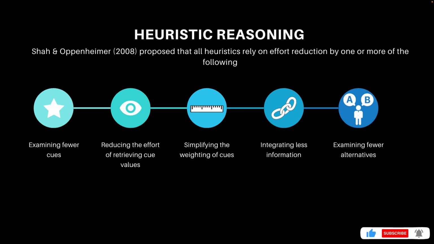Researchers Shah and Oppenheimer in 2008 proposed that all heuristics rely on effort reduction principles in one or more of the following ways. They tend to examine fewer cues from a given decision-making scenario. They reduce the effort of retrieving the cue values. They simplify the weighting, or the importance, given to certain cues. They tend to integrate less information, or they examine fewer cues to begin with.